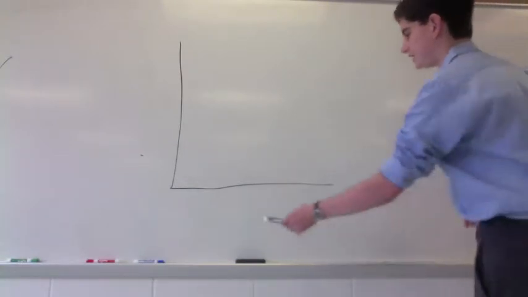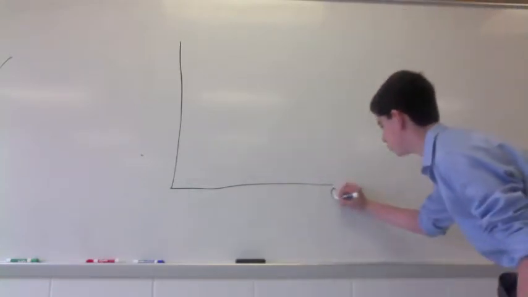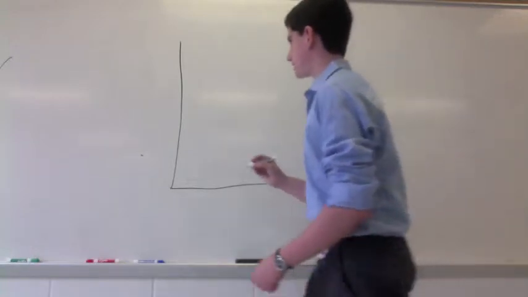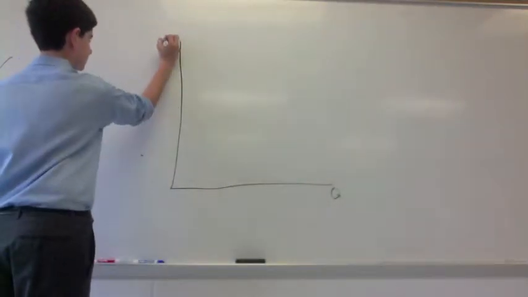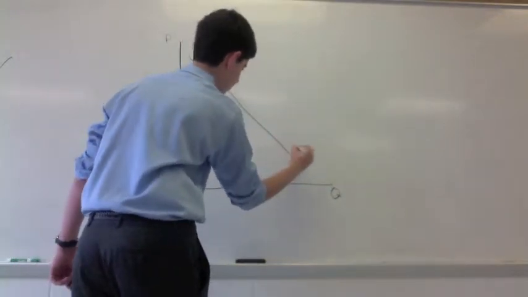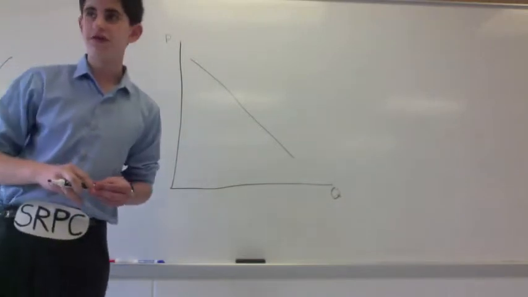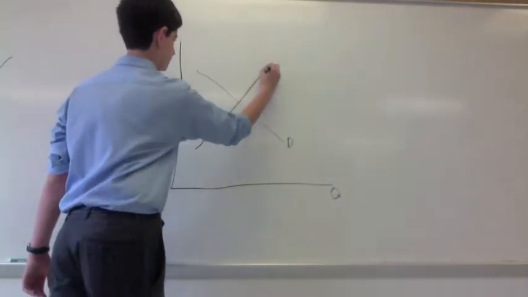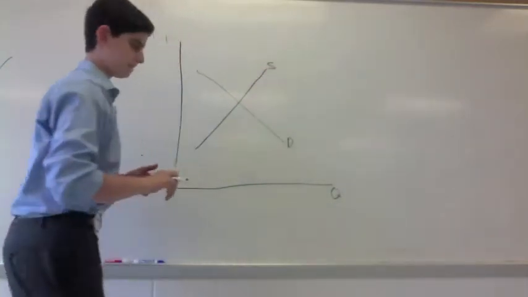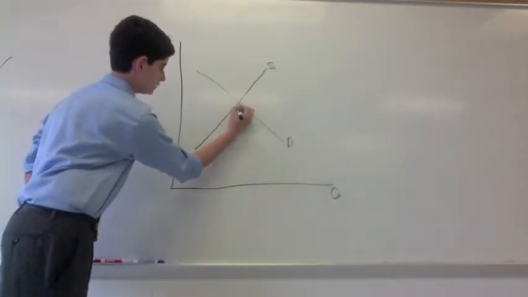Alright, so we know on the x-axis, or the horizontal axis of the graph, we have a Q, which symbolizes quantity. And on the y-axis, or the vertical axis, we have P, which is price. Then we have our D, which is downward sloping, because consumers experience diminishing marginal utility. Our supply curve is upward sloping. We'll label that as S. And right here, where the supply and demand meet, is where we have equilibrium.